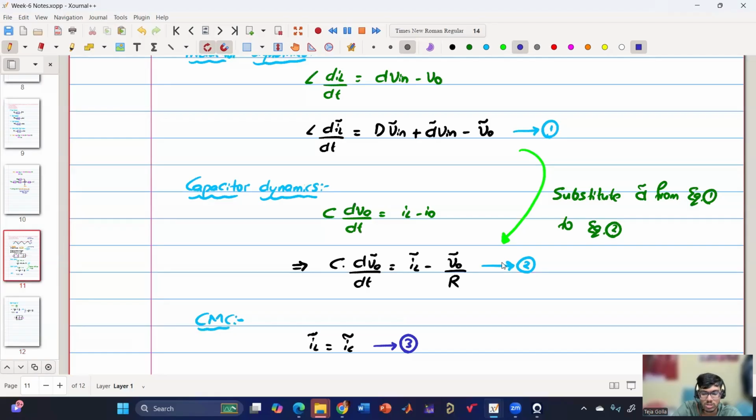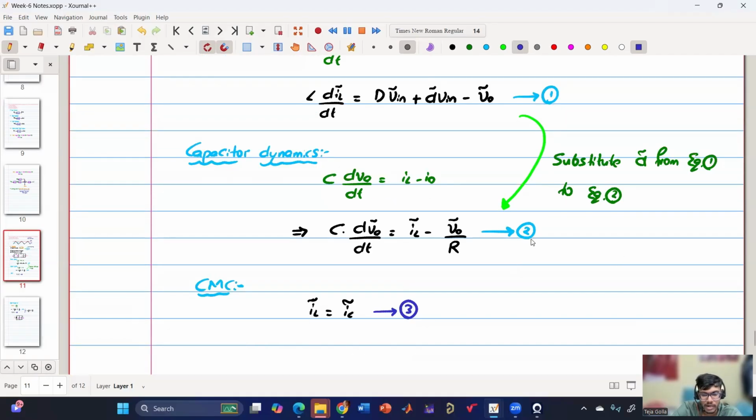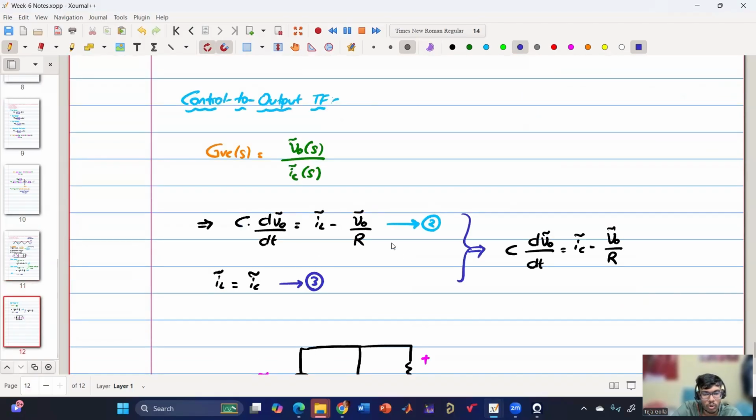Whereas in the case of the boost converter, as sir solved in his lectures, sir gets the D perturb expression from equation 1 and substitutes it in equation 2. He eliminates D perturb in equation 2 and gets a single equation which consists of V naught and IC perturb. Whereas in the case of the buck converter, things are simpler. That's why we need only 2 and 3.